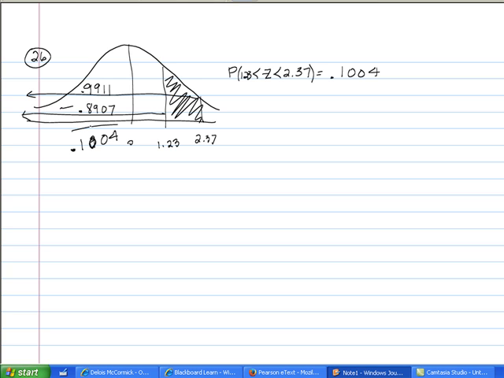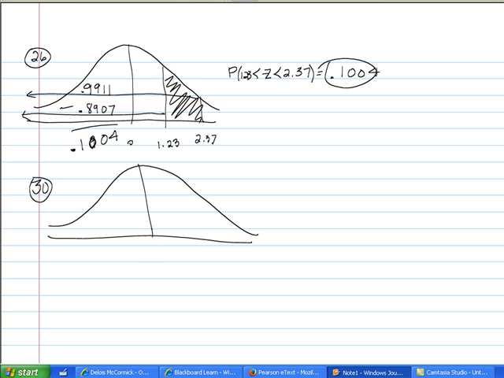Number 30. This time we want between negative 0.62 and positive 1.78. So that's the area we're looking for. Again, we're going to have to find the area for the larger one and then the area for the smaller one.